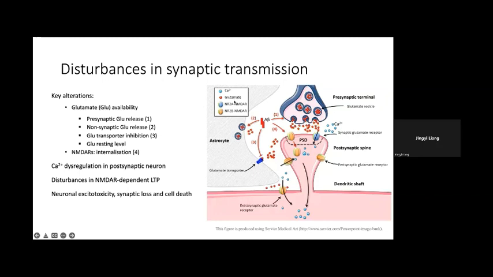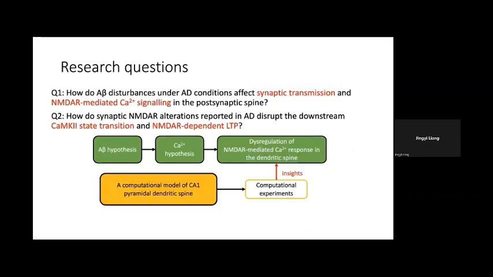1 and 3 will lead to an increase in the extracellular glutamate concentration and ultimately may lead to the overactivation of the glutamate receptors. And 4 will lead to a decrease in the functional synaptic receptors and may depress the synaptic activity. So based on those observations, we are going to use a computational model to answer these 2 research questions. First, how do amyloid beta disturbances under AD condition affect the synaptic transmission and NMDAR-mediated calcium signaling? Second, how do synaptic NMDAR alterations disrupt the downstream events?